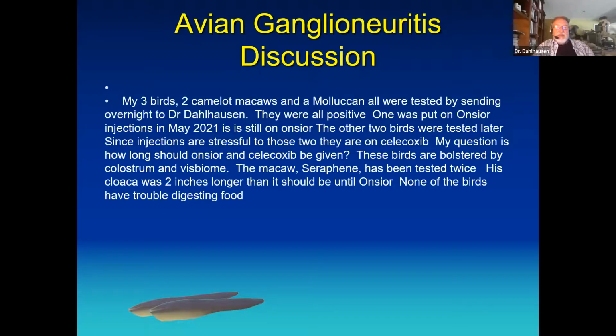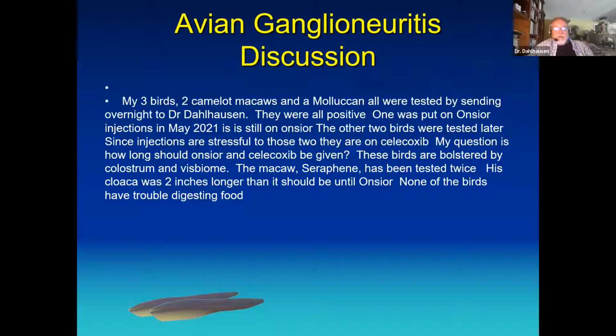I agree. Absolutely. My 3 birds, 2 Camelot macaws and a Moluccan, were all tested by sending samples overnight to us. They were all positive. I don't know if that was for AGA. I'm assuming, since it was overnight, it was probably for Avian Bornavirus. One was put on Onsior injections in May 2021 and is still on Onsior, so it's been on Onsior for over a year. 2 other birds were tested later. Since injections are stressful, those 2 are on celecoxib. How long should Onsior and Celebrex be given?